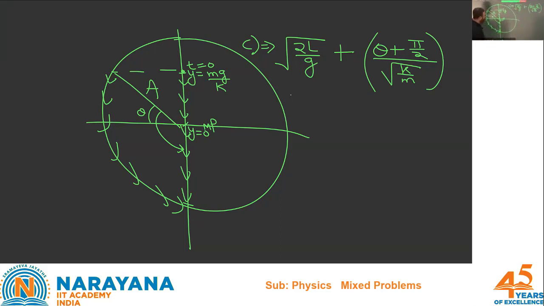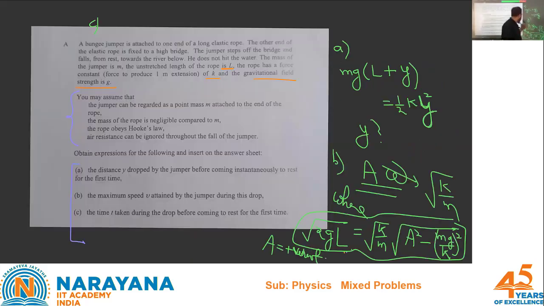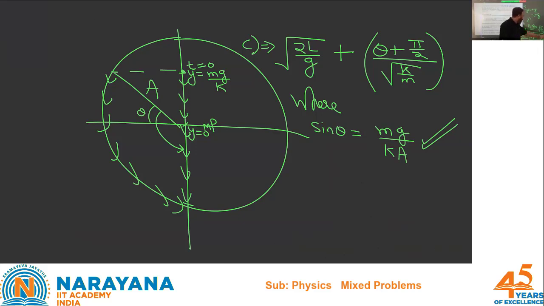And what can I say about theta here? So you can check, if you write the expression of sine theta, sine theta here comes up as mg by k into a. This is the expression of a sine theta, और मेरे ख्याल से A का value आपको दे रखा है. A I have already calculated from the previous equation, bit of calculation, but that will serve the purpose in the problem.